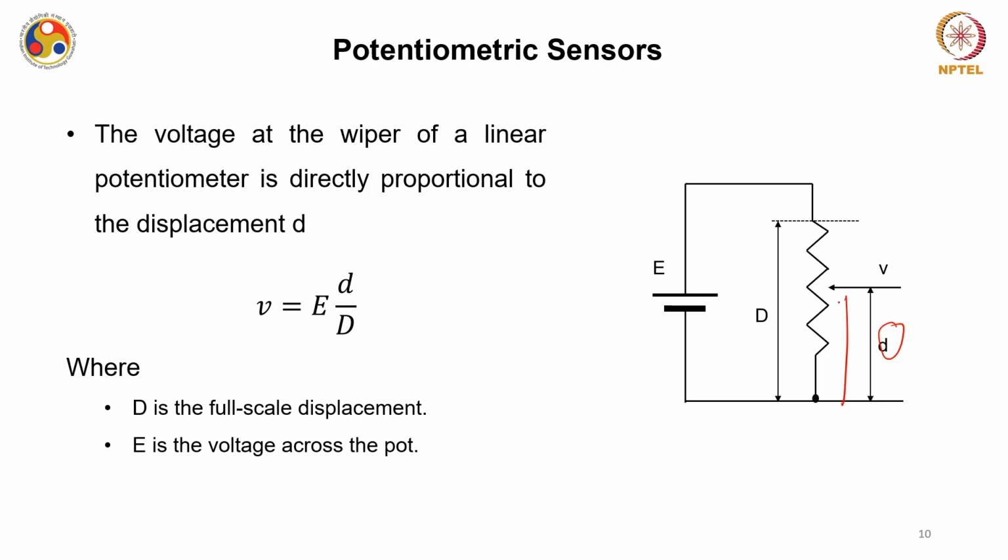Okay. This is the displacement I am talking about, and this voltage that has been dropped across this is equal to the total supply, okay, the voltage across the pot, into this small d by capital D, where the capital D is the full scale displacement which is possible with this kind of device.